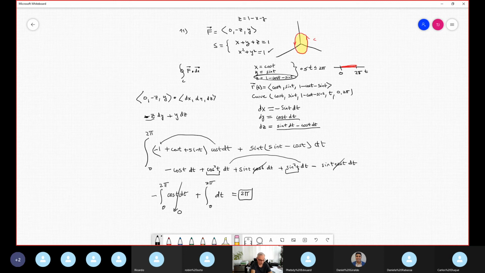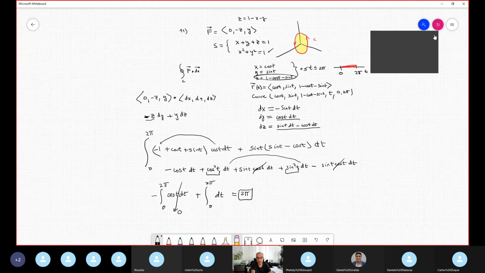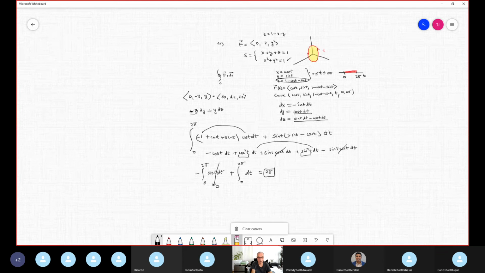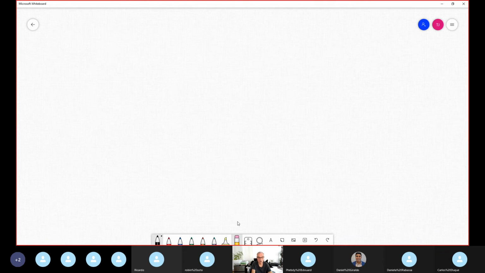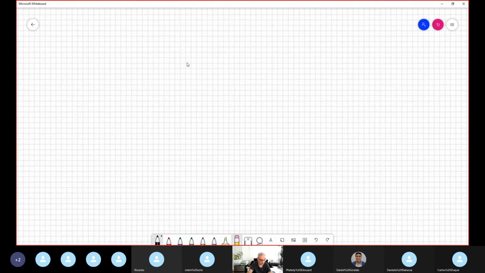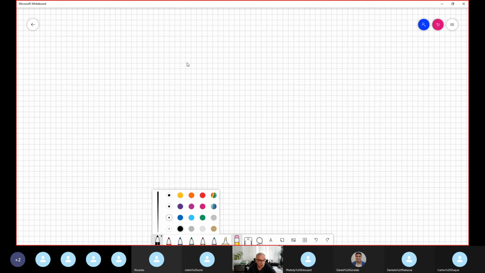Okay, let's move on to the number 12. Let's see if we have time to do something or not. Number 12 is hard also. Complicated. Maybe we don't finish. Number 12 is another Stokes theorem problem, in which you verify, that is to say, we are doing both ways. In this case, it is doable in both ways.